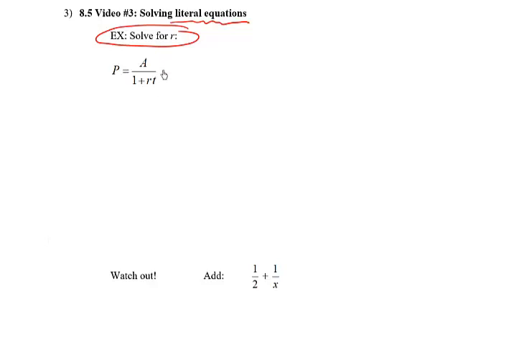Well, the strategy is the same. If you see an equation with fractions, you want to clear the fractions. So we've been doing that by finding the LCD. This guy is very easy. There's only one denominator, so the LCD would just be the 1 plus RT. I'm going to take that and multiply both sides of this equation by that LCD. So 1 plus RT on the right side, and be careful here, that would need to be in parentheses, 1 plus RT on the left side.